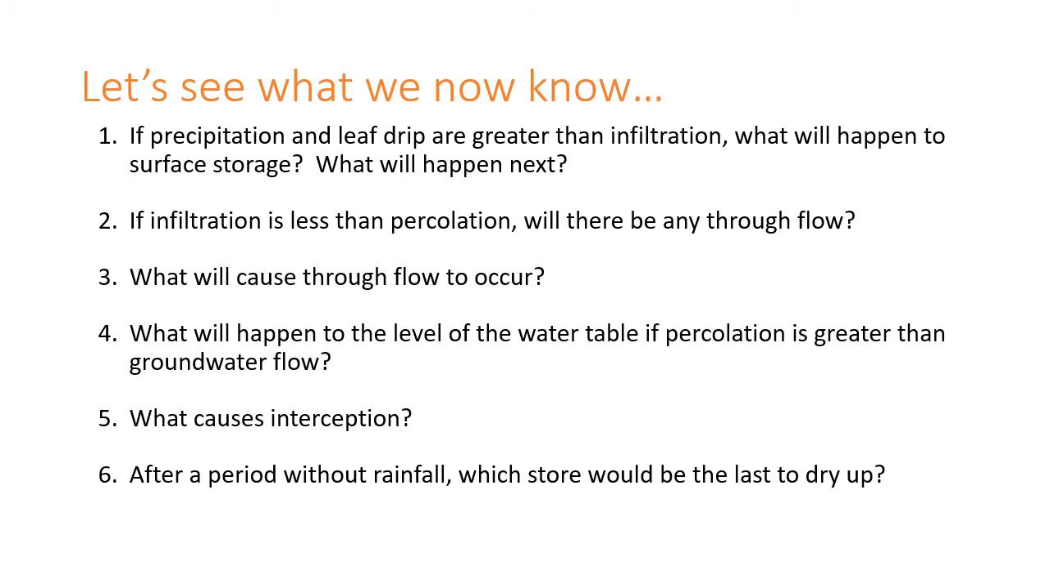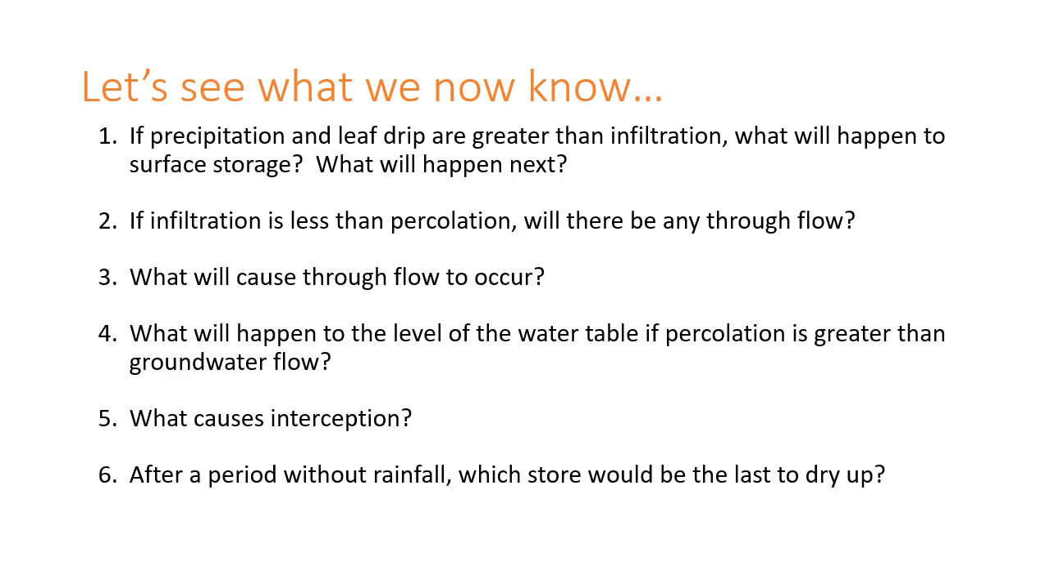Okay, let's have a look at number two. So number two is if infiltration is less than percolation, will there be any through flow? So again, just have a think. So percolation is the water going from the soil into the ground, and through flow is the water traveling through the soil. So what do you reckon? And the answer is not very much. There may still be some, but it'll be minimal. Because pretty much there'll be very little in the way of water stored in the soil, so there's very little to flow through the soil, so the vast majority will end up in the ground.